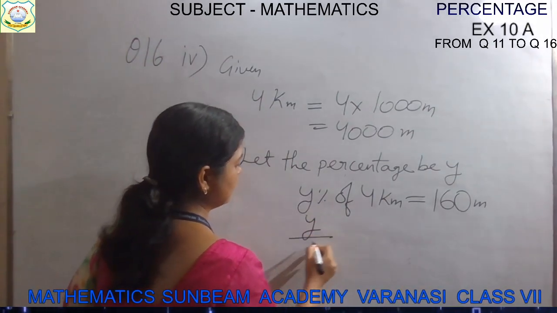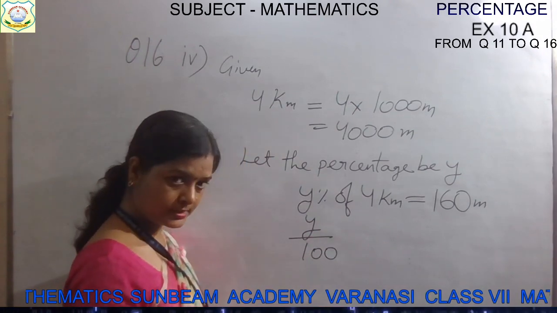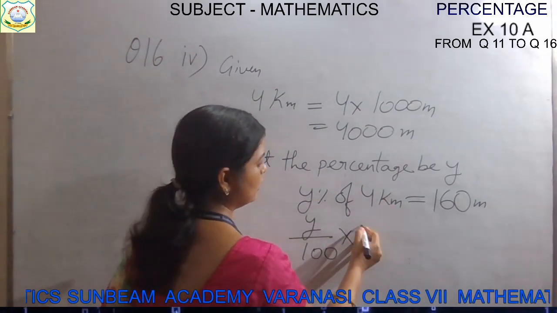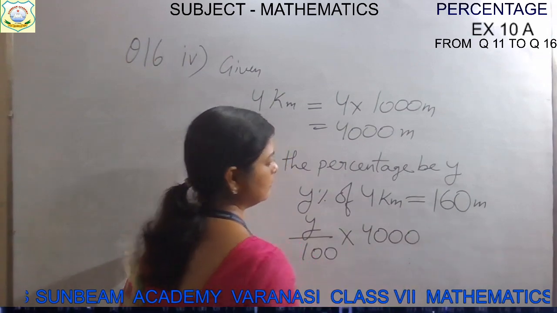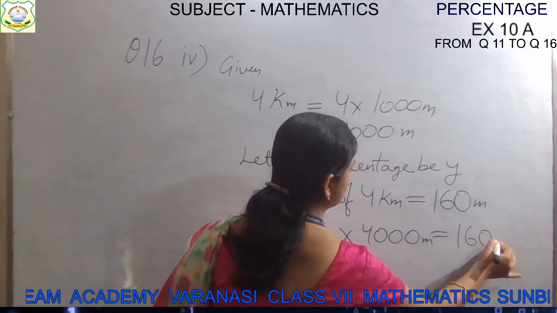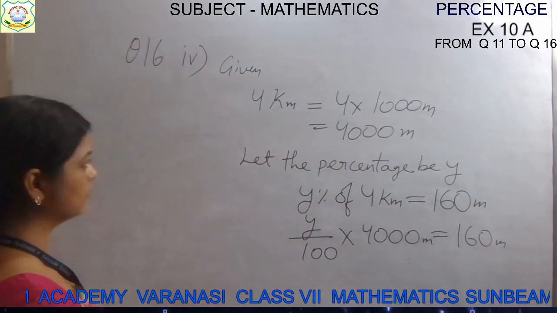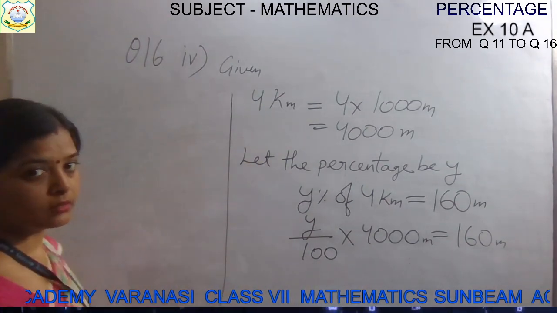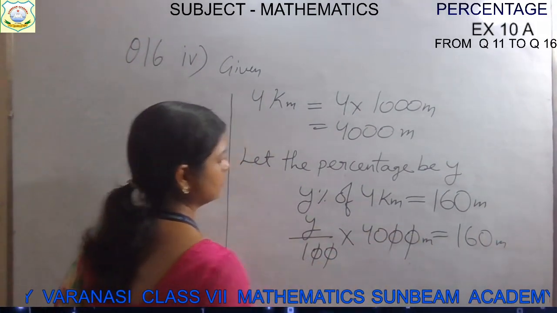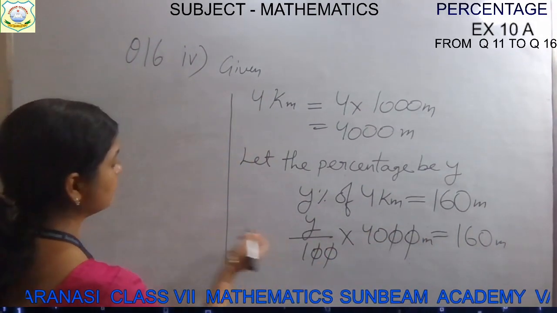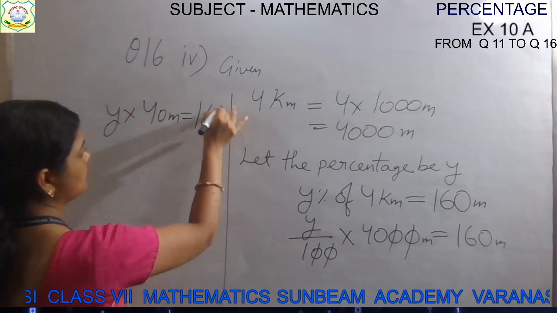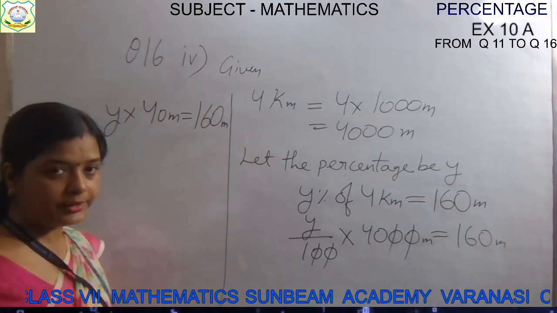Now y percentage can be written as y upon 100. Yes, the percentage sign means it is out of 100. Of means multiply. 4 kilometers can be written as 4000 meters. That is equal to 160 meters. Write down the unit. Now the next portion, children. Can we solve it here? 0, 0, 0, 0. Yes, we can solve here. Now what is left in the numerator? Y into 40 meters is equal to 160 meters.